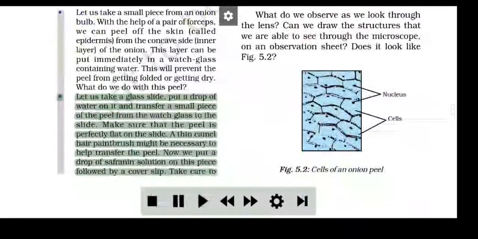Let us take a glass slide. Put a drop of water on it and transfer a small piece of the peel from the watch glass to the slide. Make sure that the peel is perfectly flat on the slide. A thin camel hair paintbrush might be necessary to help transfer the peel. Now we put a drop of safranin solution on this piece followed by a cover slip.